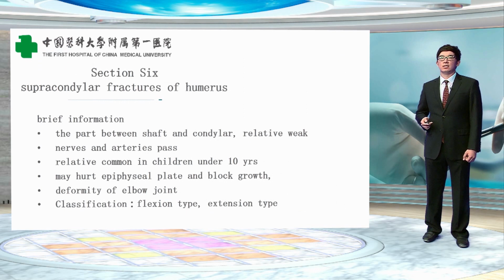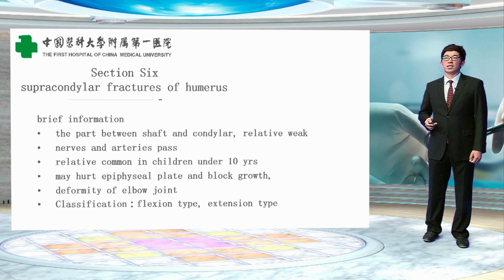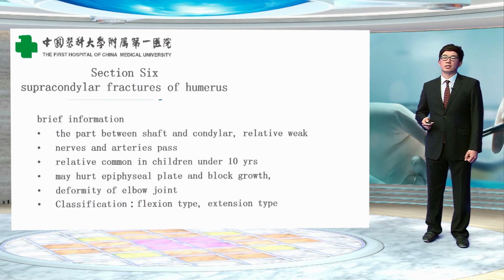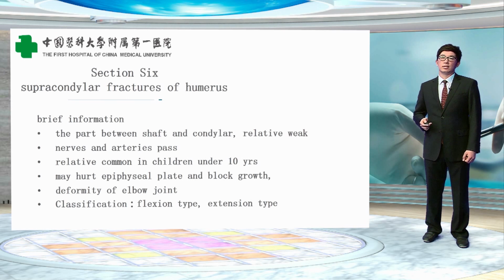Section 6 is the supracondylar fractures of the humerus. Brief information: the supracondylar region is the part between the shaft and the condyle, and it is relatively weak. Nerves and arteries pass through it. It is relatively common in children under 10 years old, and it may hurt the epiphyseal plate and block growth, and may cause deformity of the elbow joint.